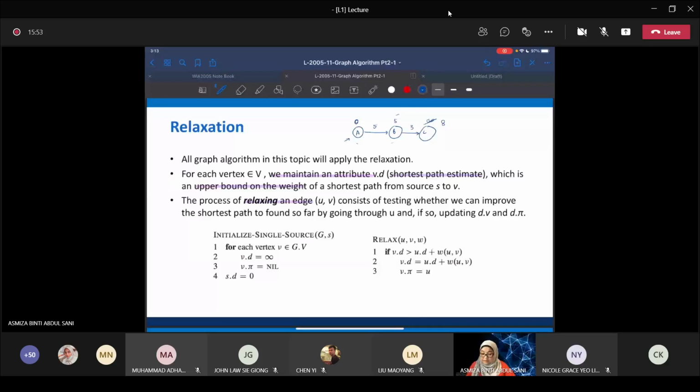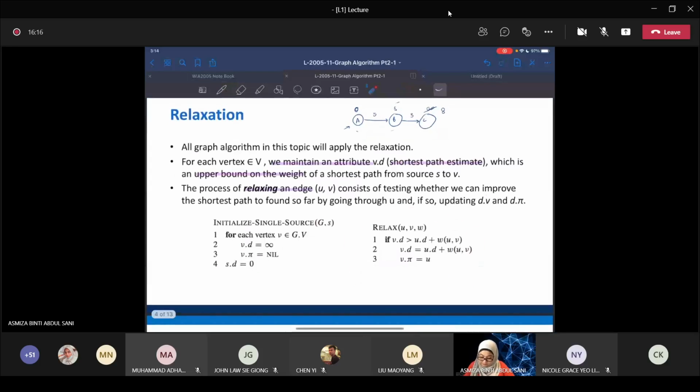So this process of finding the shortest path from one node to another by going through some intermediate nodes is called relaxation. So if we look at this formula, we consider this U, this V.